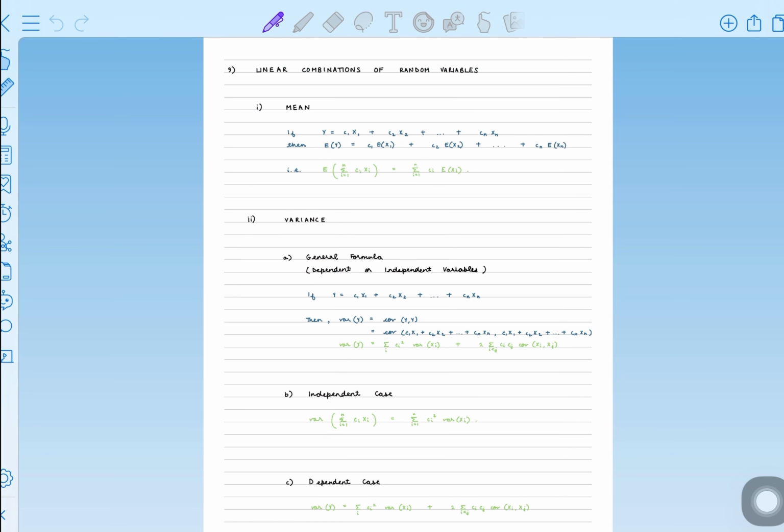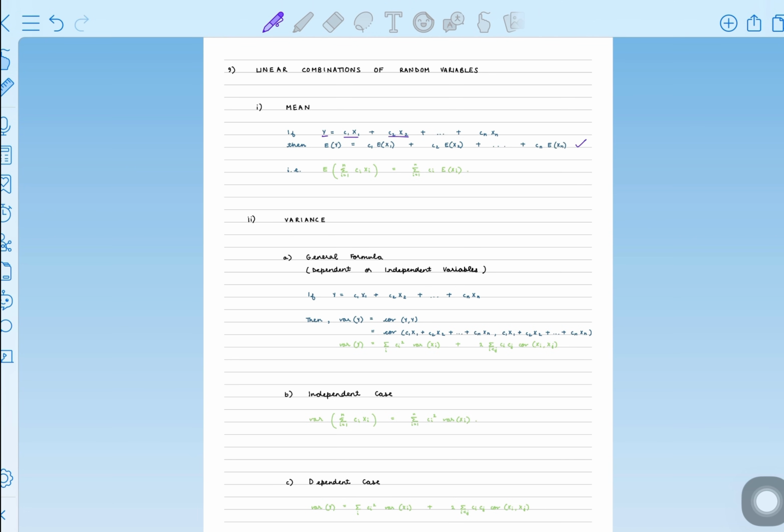Linear combinations of random variables. A linear combination is an expression of the form y is equal to c1x1 plus c2x2 all the way to cnxn, where c1, c2 and cn are constants. From here, we get the expectation of y as c1 times the expectation of x1 plus c2 times the expectation of x2 all the way to cn times the expectation of xn.